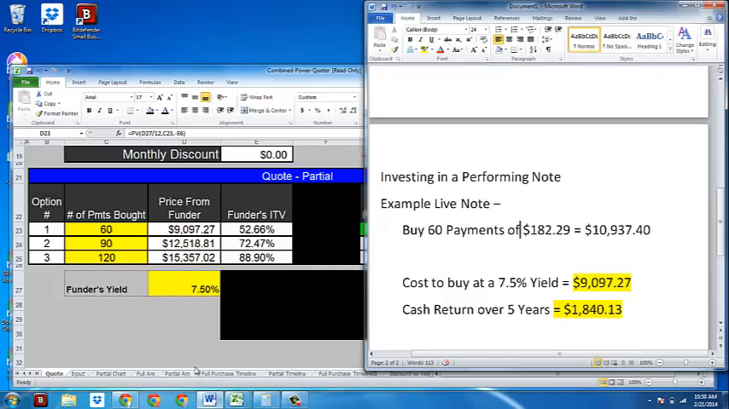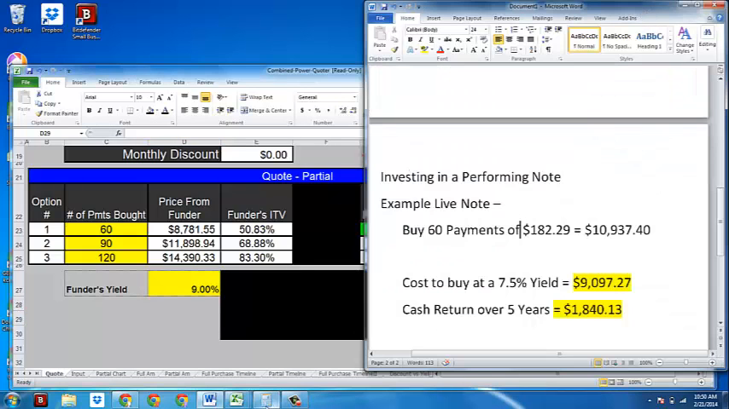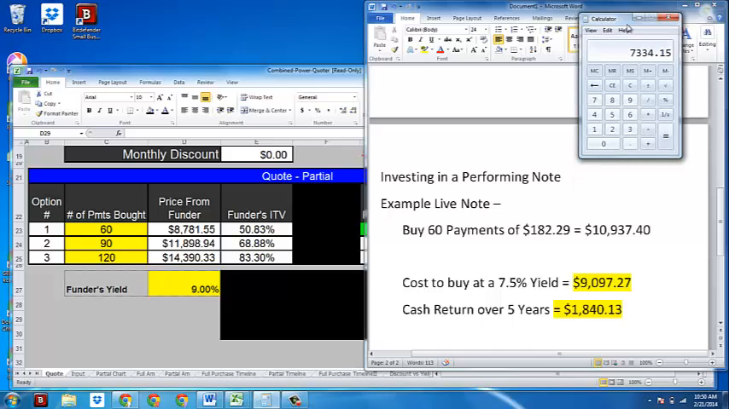And then let's say 7.5% wasn't going to do it, and he wanted a 9% return. He could pay me $8,781.55. If we figure out how much he's going to get back in his pocket, $10,937.40, and he paid me $8,781.55, that puts $2,155 in his pocket over 5 years.